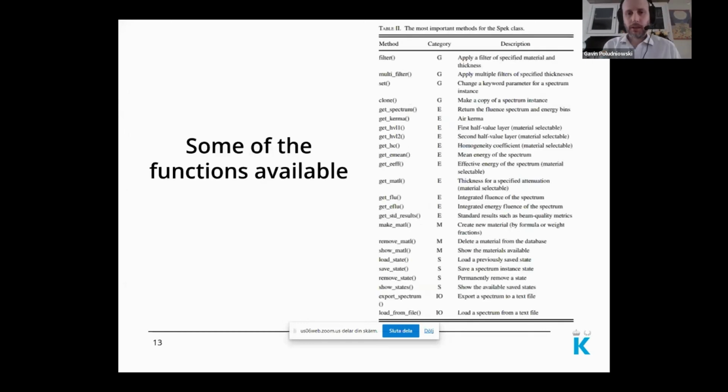And we have a large number of what we call methods to help you calculate various quantities, not just the ones we mentioned, but mean energy, effective energy, to get the thickness of a specified material to match a HVL, or you can make an arbitrary material based on chemical composition or composition by weight of different elements. And you can even input external spectra, for example, experimental spectra, and determine the HVL.